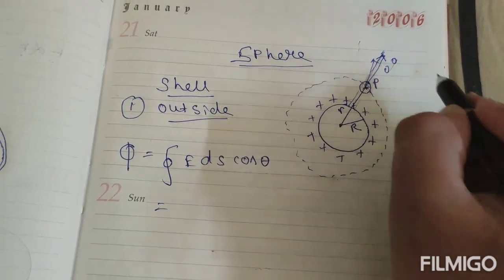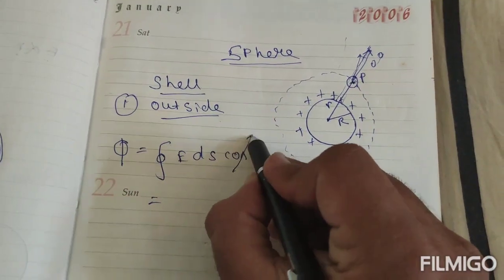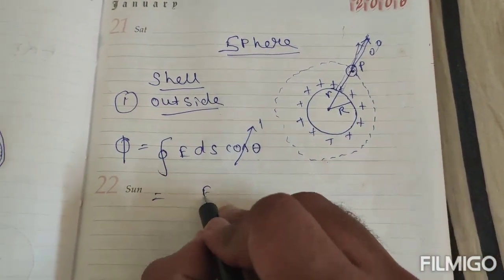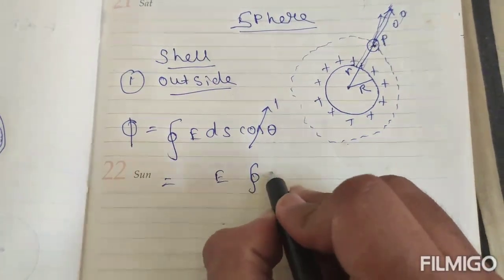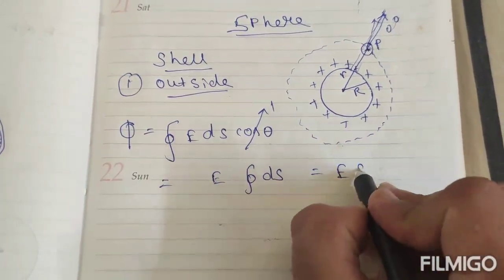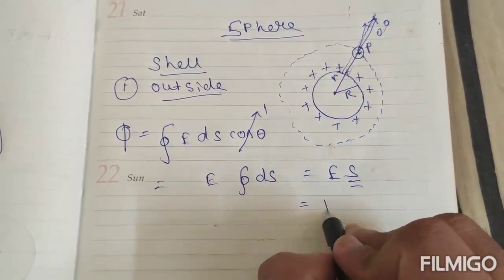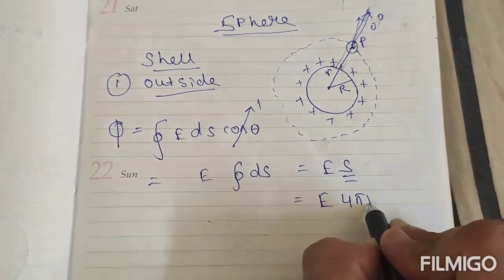How much angle are they making? 0 degrees. So what is cos 0 degrees? 1. So what you will get is only E times the closed integration of ds, that is E into S. And what is the surface area of a sphere? 4 pi r square.